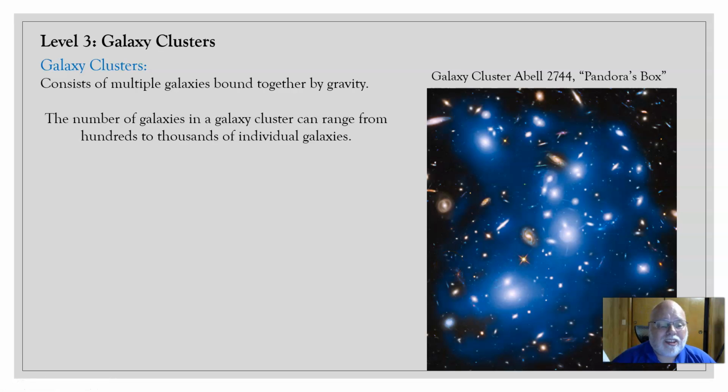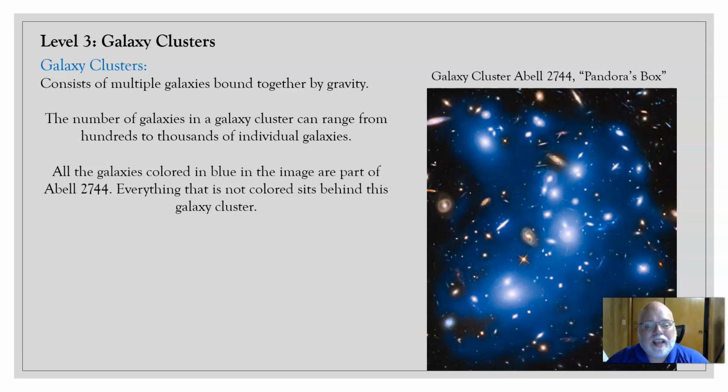Now, the number of galaxies, you can have hundreds, you can have thousands. The bigger galaxy clusters, like thousands, we tend to call super clusters, but I didn't want to introduce another term. So we've got galaxy clusters, and they can really vary in size. And so there you go. I kind of jumped ahead on some of my points here.